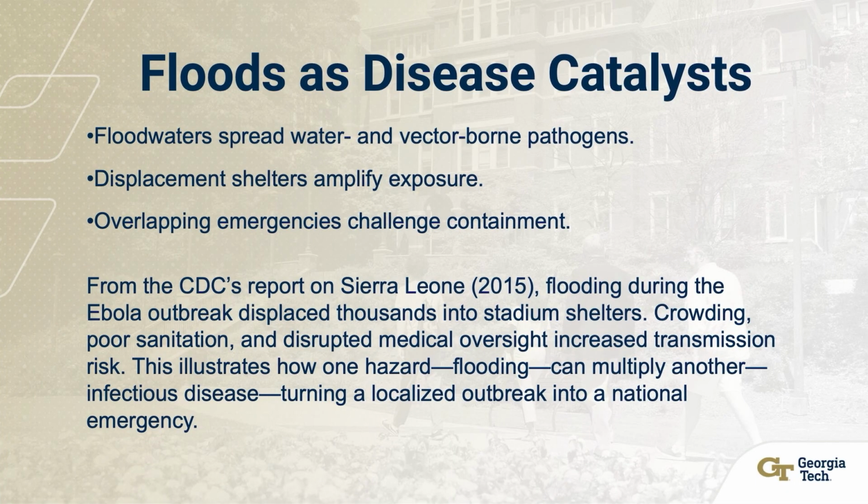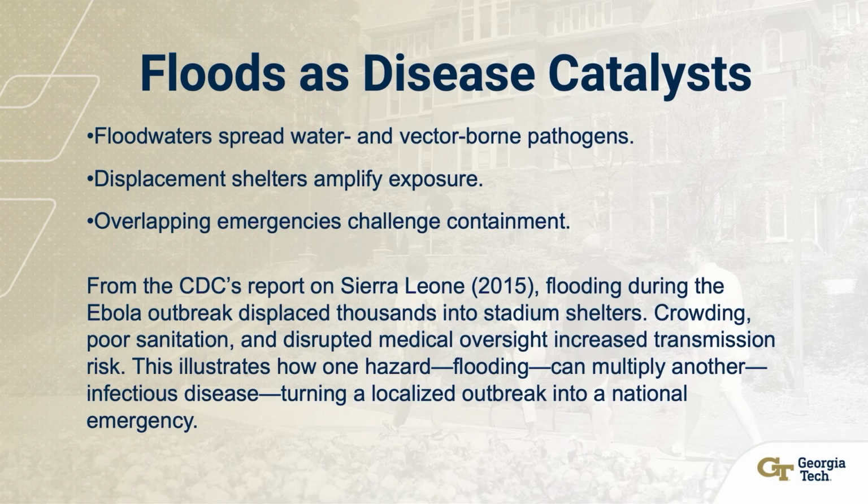So flood is one of the key drivers of disease as a catalyst. Floodwater spreads waterborne and also vector-borne pathogens, displacement shelters amplify exposure, and overlapping emergencies challenge containment. So what we're ultimately going to see is that the way that weather influences the movement of pathogens, it also influences the movement of people, and therefore how people's interactions might contribute to the spread of diseases.